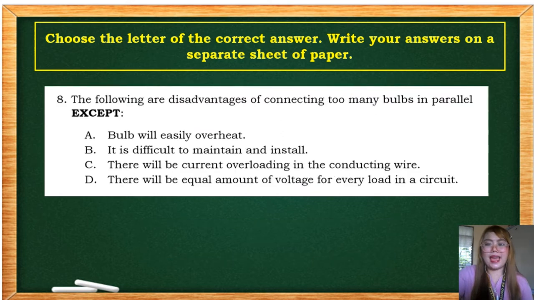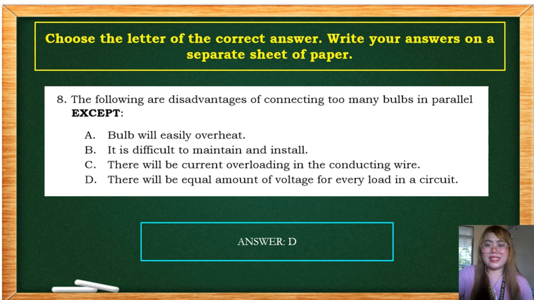Number 8. The following are disadvantages of connecting two main bulbs in parallel, except A. Bulb will easily overheat. B. It is difficult to maintain and install. C. There will be current overloading in the conducting wire. Or D. There will be equal amount of voltage for every load in a circuit.